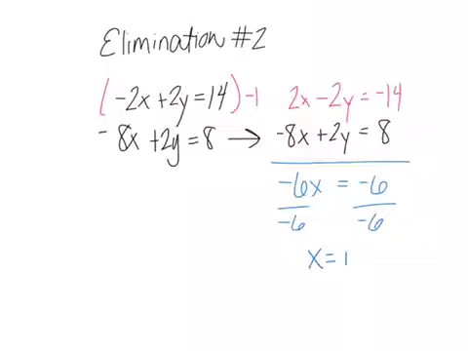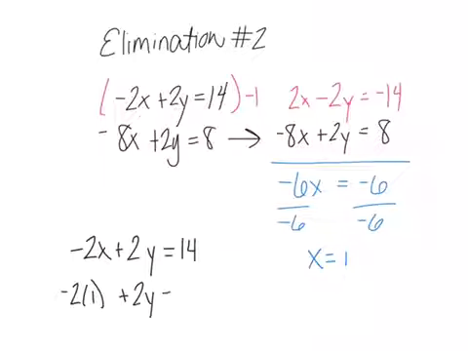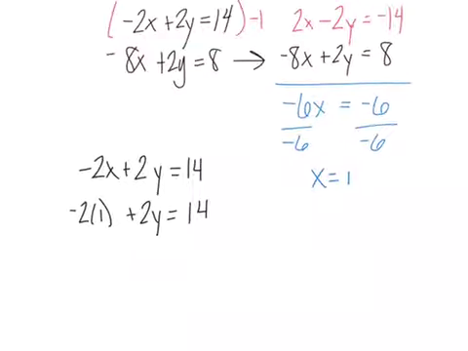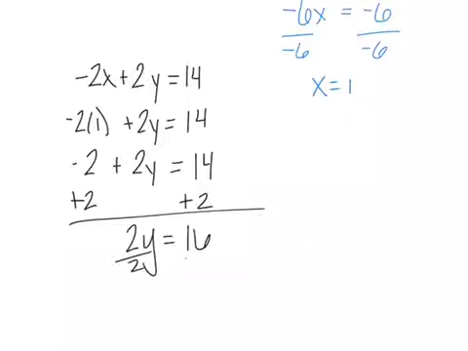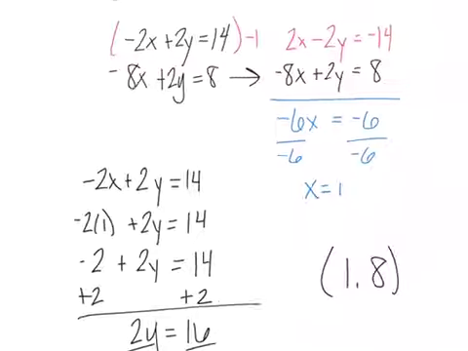I'm going to take that and plug it back into any one of the original equations. I'll use the very first one. Just copied that right here. And now I'm going to plug in that 1. So -2 times 1 plus 2y equals 14, which gives me -2. And then I'm going to add 2 to both sides, giving me 2y equals 16. And then when I divide by 2, I get a result of 8 for my y value, meaning the coordinate where these two lines intersect is (1, 8).